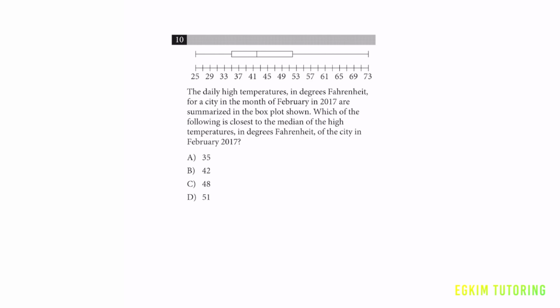The daily high temperatures in degrees Fahrenheit for a city in the month of February in 2017 are summarized in the box plot shown. Which of the following is the closest to the median of the high temperatures in degrees Fahrenheit of the city in February 2017? So the question is asking you to find the median, meaning it's just asking you to read the box plot because this right here is the median, and the median is between the numbers of 41 and 45.